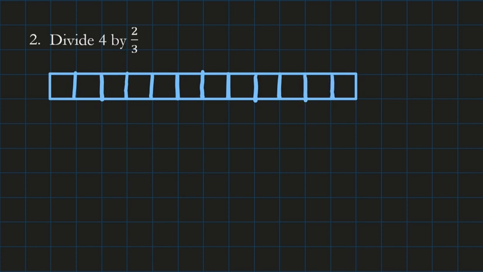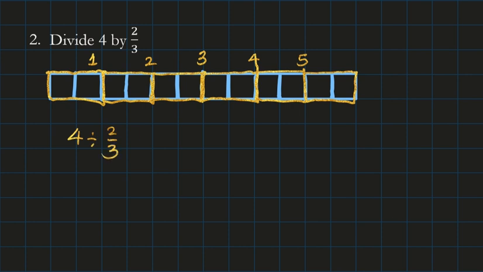Good. Now that we have them in thirds, I'm going to start to collect twos out of the thirds. So twos, this will be 1. This is number 2. And this is 3. And this is 4. And this is 5. And this is 6. Which means 4 divided by 2/3 equals 6.